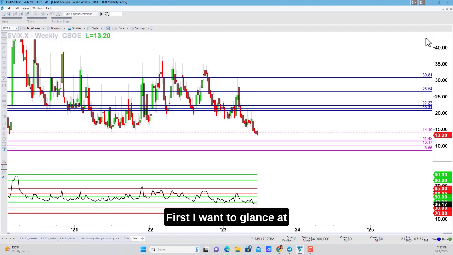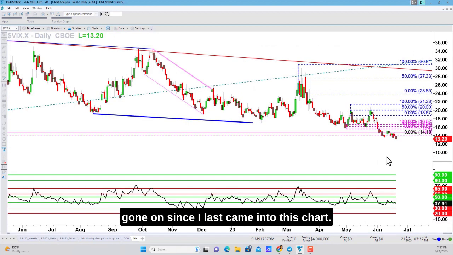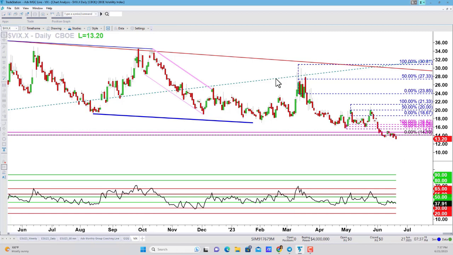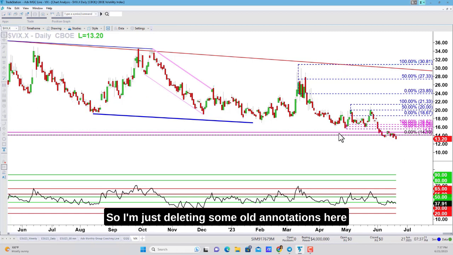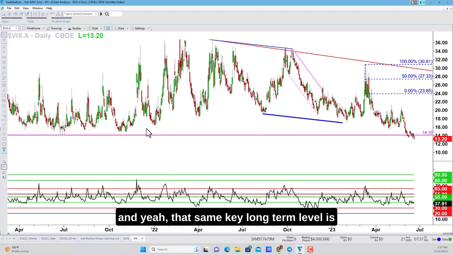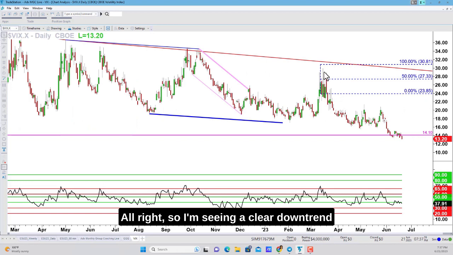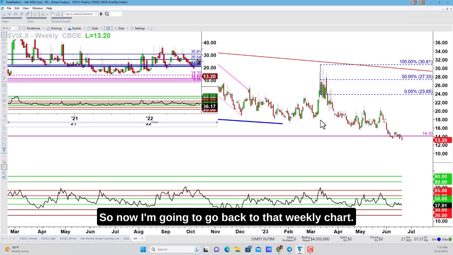First, I want to glance at the prepared daily chart I have. It's not reflective of all these changes to see what's gone on since I last came into this chart. So I'm just deleting some old annotations here. And yeah, that same key long-term level is being pushed below, which is good news for the broad market, right? All right, so I'm seeing a clear downtrend on the VIX, another move lower starting. So now I'm going to go back to that weekly chart.